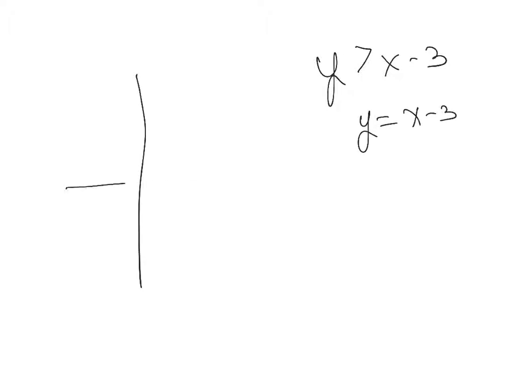So now let's talk about graphing inequalities. Let's start with that same line, y is greater than x minus 3. And I start by graphing y equals x minus 3. And I start at negative 3. And I have a slope of 1, so I go up 1 over 1, up 1 over 1, up 1 over 1, and I make this dashed line.